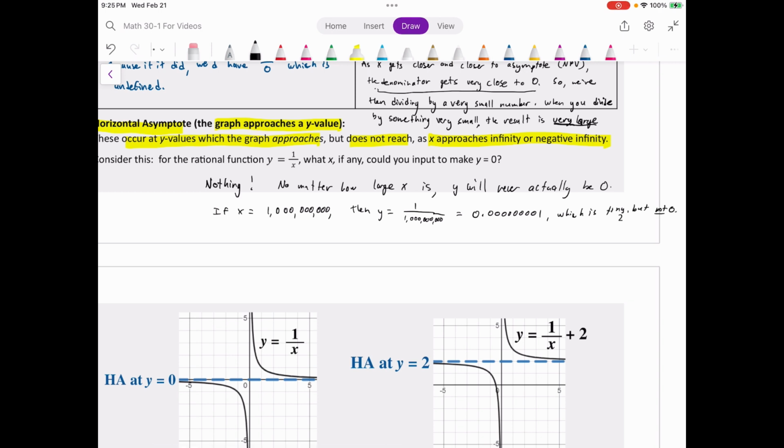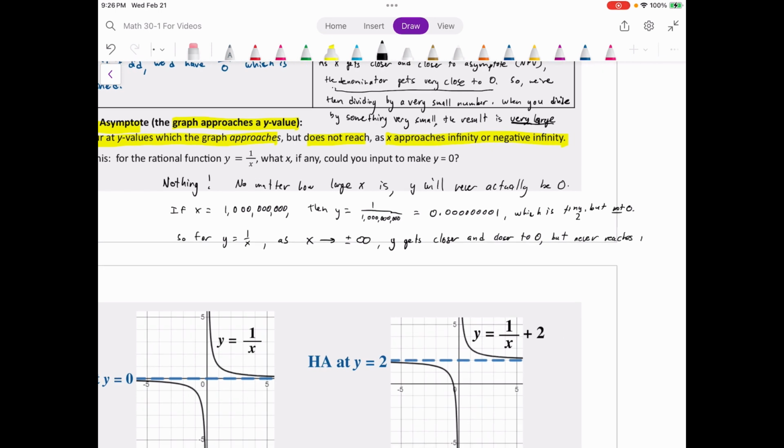Okay, so for this one, for y equals 1 over x, as x goes to positive or negative infinity, this math notation is saying as x approaches positive or negative infinity, as it gets larger and larger in either direction, y gets closer and closer to 0, but it doesn't reach it. Sound familiar, right? That's just the definition of a horizontal asymptote. A value of y that the graph will approach but never actually reach, right? And so for this specific example, we would have a horizontal asymptote at y equals 0.